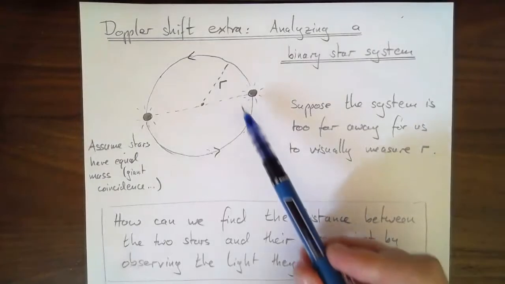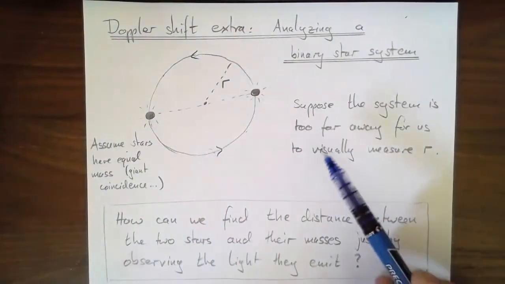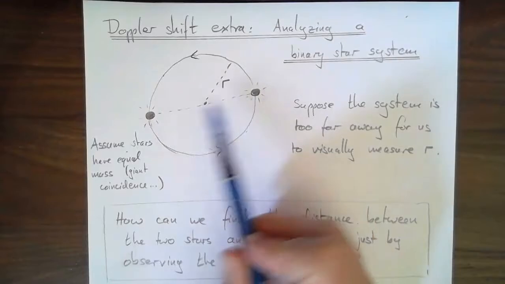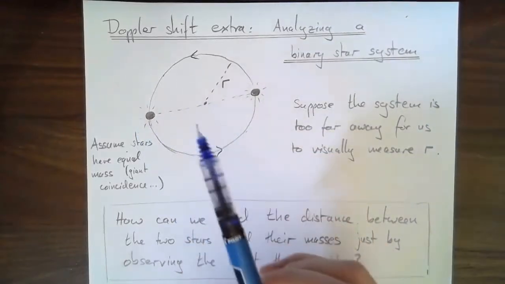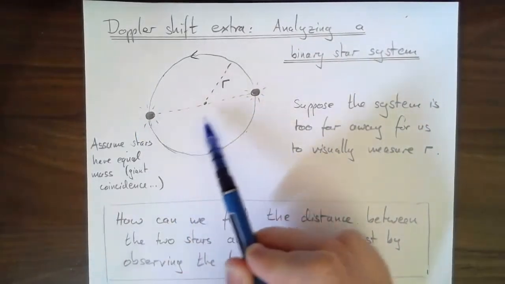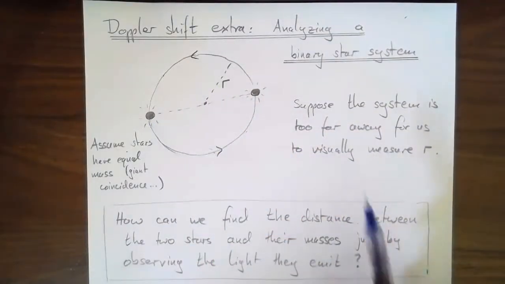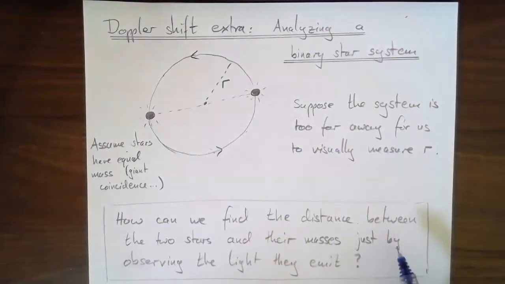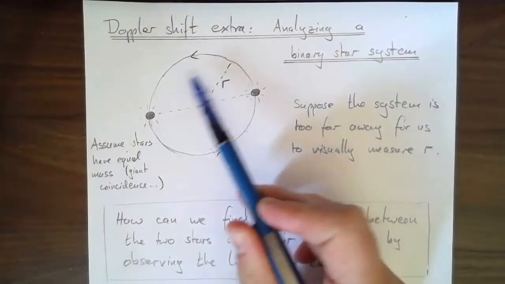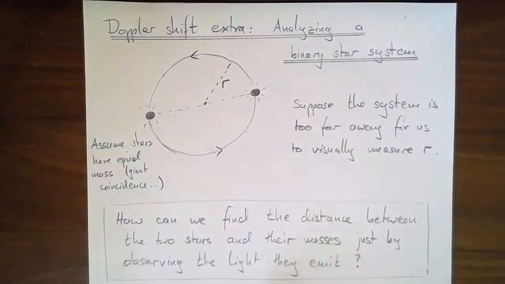And more often than not, those systems are so far away from us that we can't actually see two stars, right? They're too close together, even with the best telescopes. They together appear as a single bright spot in the sky. So we can't, say, measure the radius of that circle that they're both making.